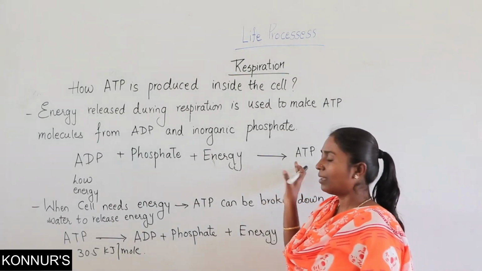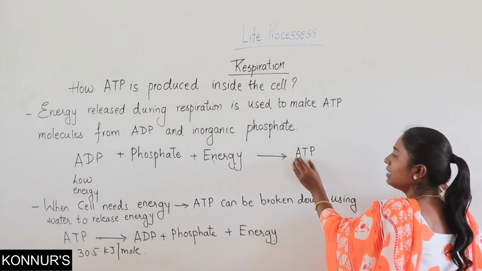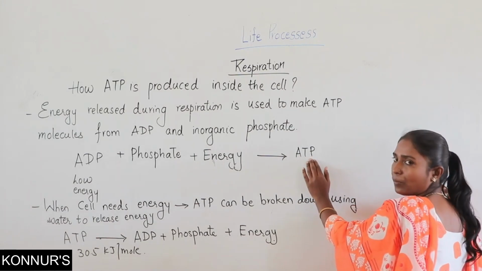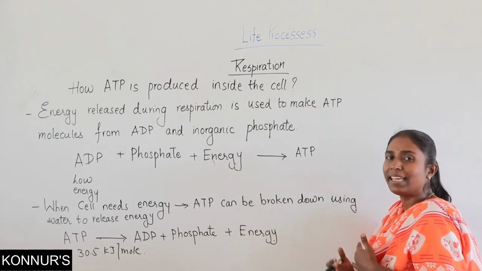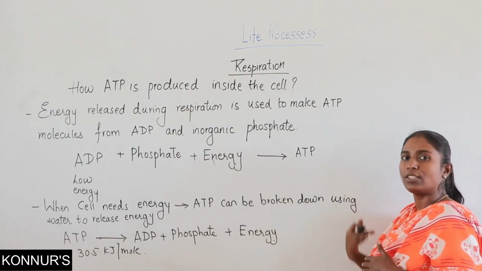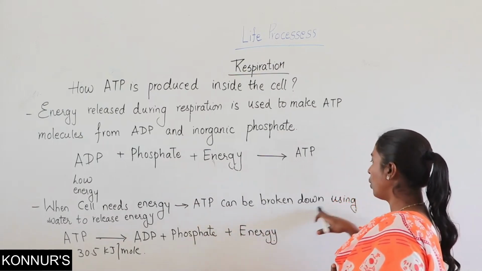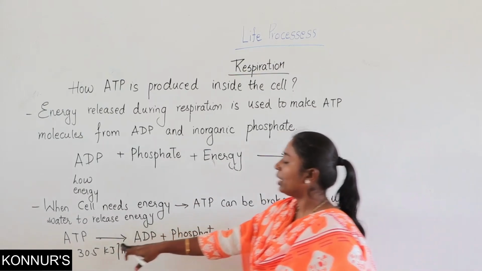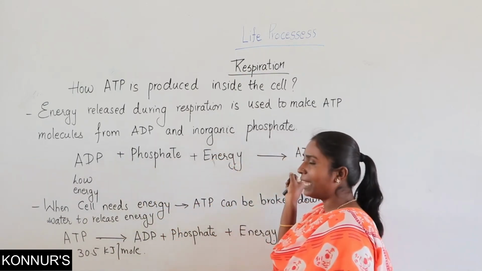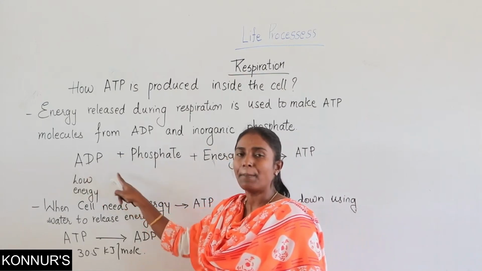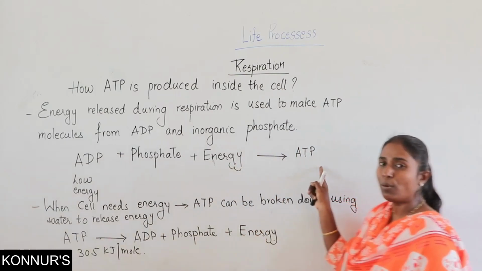Now when a cell requires energy, this ATP is broken down. That is, breaking of this ATP again releases energy, and this energy is utilized by the cell. So this ATP can be broken down using water. Here you can see this equation is the reverse of this equation. To form ATP, ADP combines with phosphate along with energy, which is a low energy compound, to give a high energy compound.